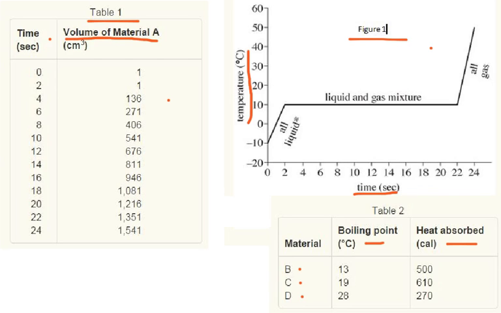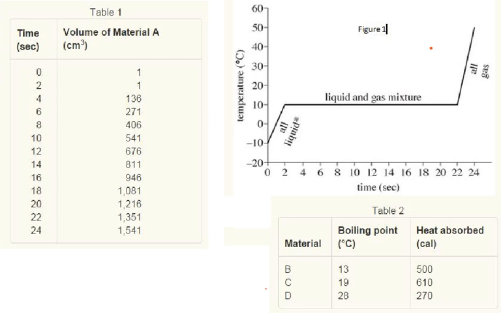So now if we're asked to consider what's happening to materials B, C, or D, we're going to have to look at table 2, because that's where all the data is for those materials. And if we want to look at the amount of heat being absorbed, then that's also table 2, because table 2 is the only data representation that has that information in it.